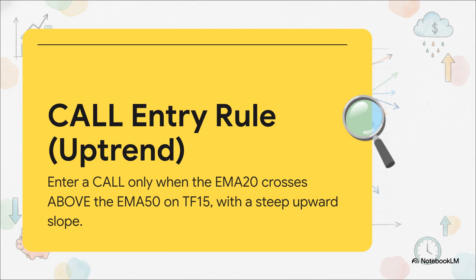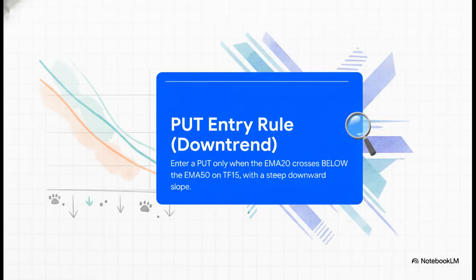We need slope. And for a bearish trade, a put option, it's the exact mirror image. You guessed it. The 20 EMA has to cross below the 50 EMA. And again, you are looking for that steep, aggressive downward slope. No slope, no trade. It's really that simple.